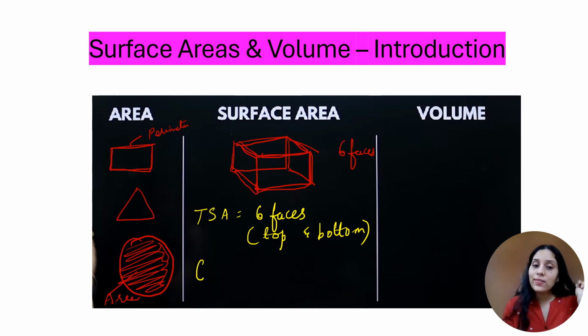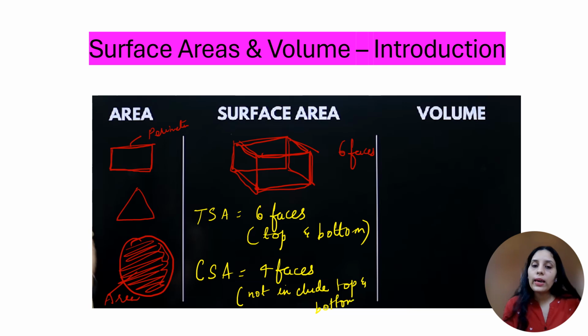We also have CSA, curved surface area. So curved surface area is four faces, which does not include top and bottom. Now again, area of four walls. We are sitting in a room. The four walls is the curved surface area, and the four walls including the top and bottom becomes the total surface area.